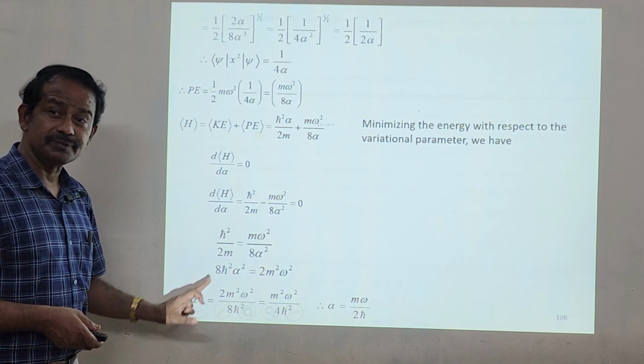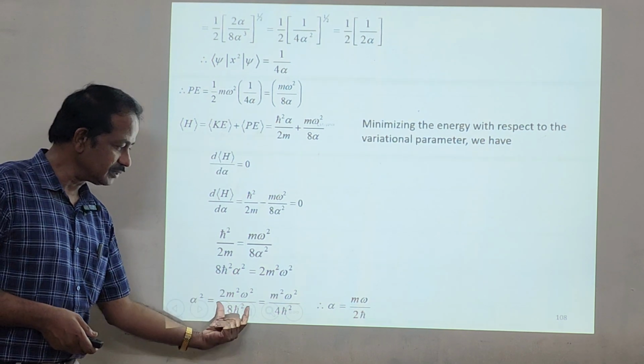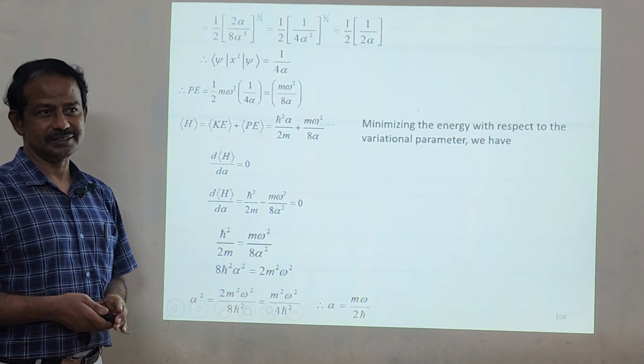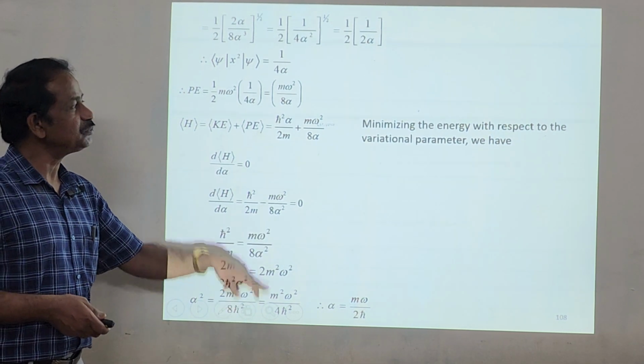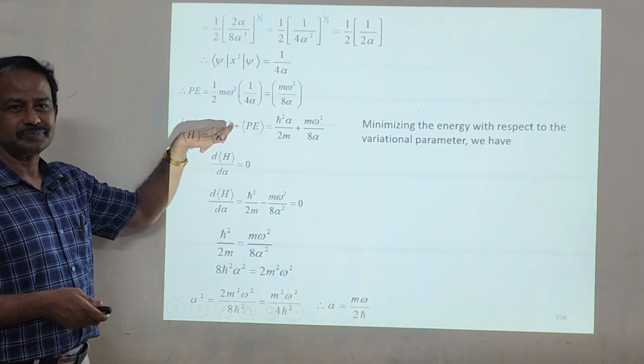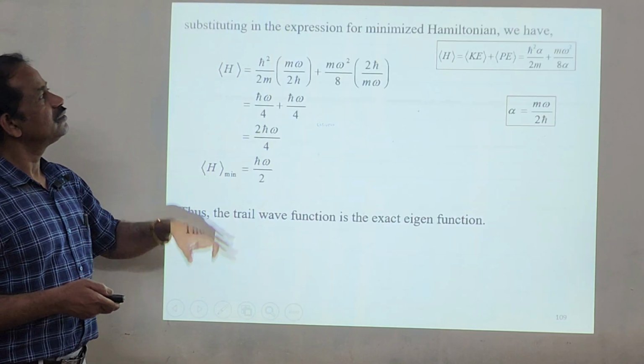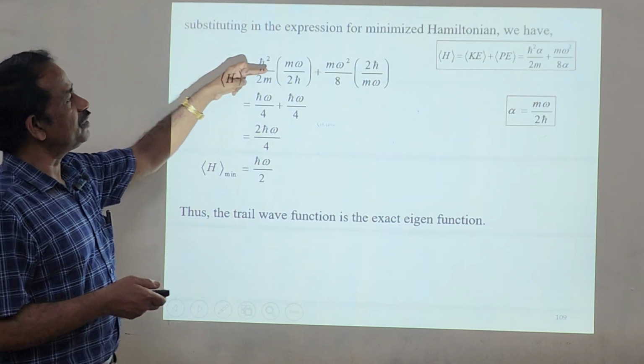We need to have only the alpha value. So alpha squared equal to this one. So your alpha will be m omega by 2 h bar. So we have found out now alpha. Substitute in this expression. That is the idea. You just substitute in this expression. So substituting in this expression, we will have this one.